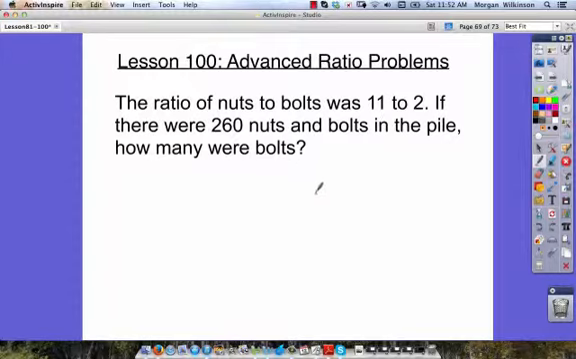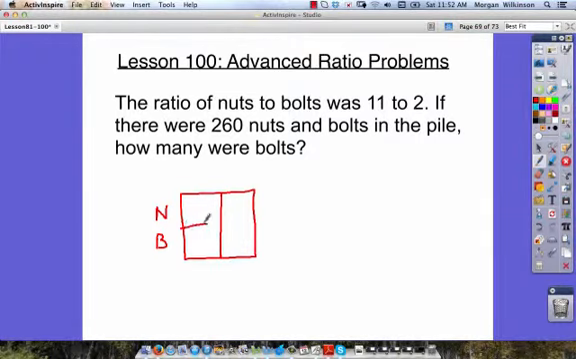Well, in order to solve this question, we can set up a ratio box. So we've got nuts to bolts, N to B. And we're going to make our 2 by 2 grid, 2 columns, 2 rows. We've got our ratio and our actual count. We'll just call it actual. So the ratio of nuts to bolts was 11 to 2. So 11 nuts for every 2 bolts.